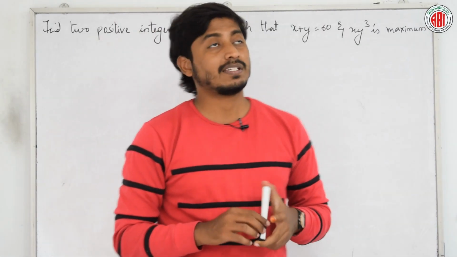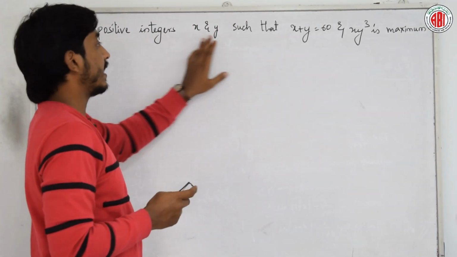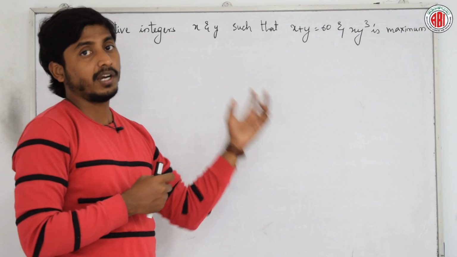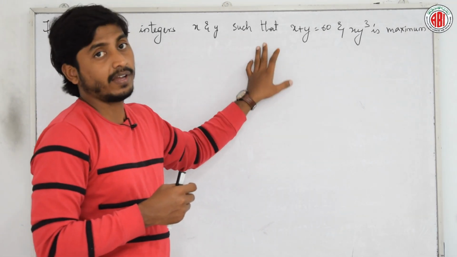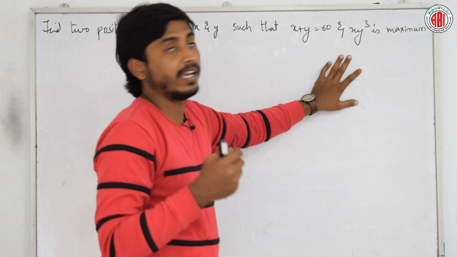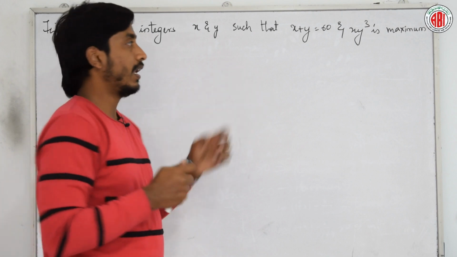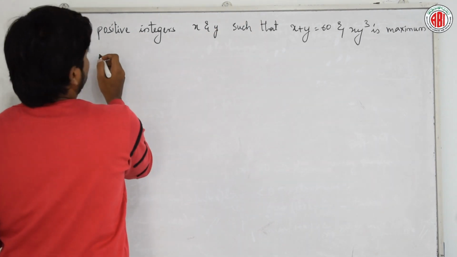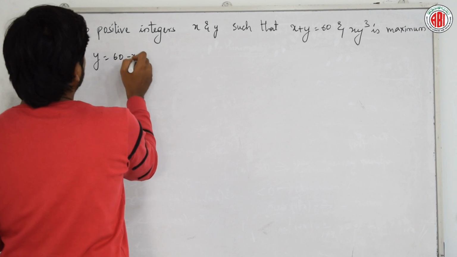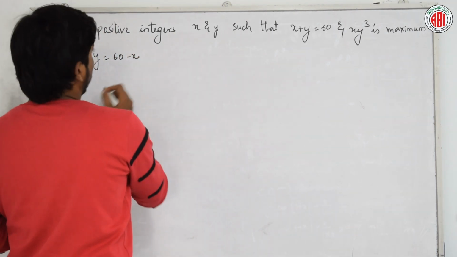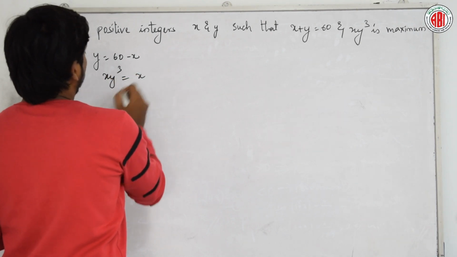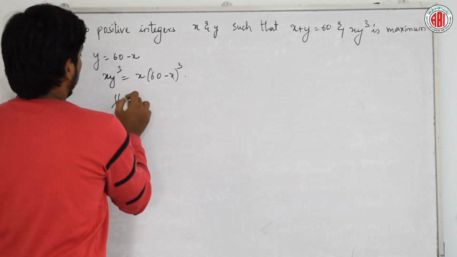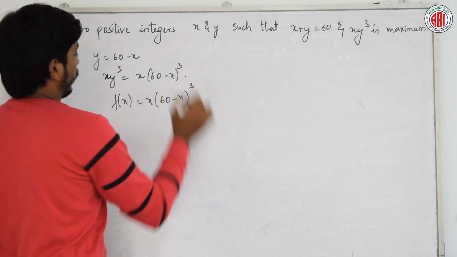Let's do it. Look at the given question here. It says, find two positive integers x and y such that these two relations are given and the product has its maximum value. Let us combine both the equations first. x plus y equals 60, so can I write y as 60 minus x? Yes, so I can write x y cube as x into (60 minus x) whole cube. Let us take this as my function, f of x is equal to x into (60 minus x) whole cube.